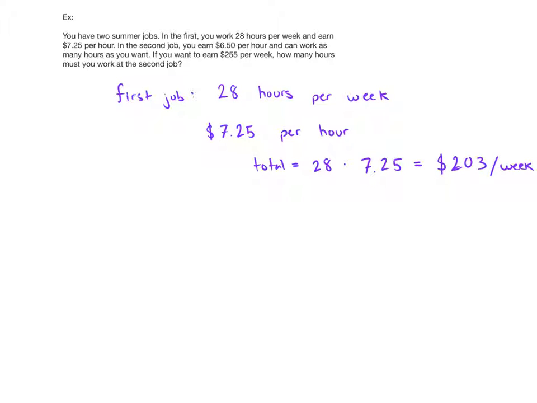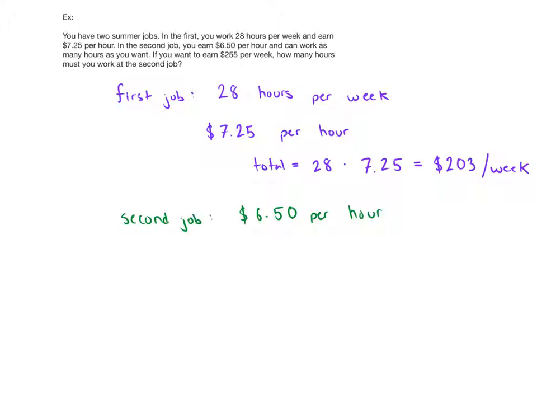Okay, so that's what we know about our first job. What do we know about the second job? Well, we know that we can earn $6.50 an hour, and we can work as many hours as we want. So for the second job, our only constraint is $6.50 per hour. Alright, so knowing this information, we can move on to the last part of the problem, which is you want to earn $255 per week.